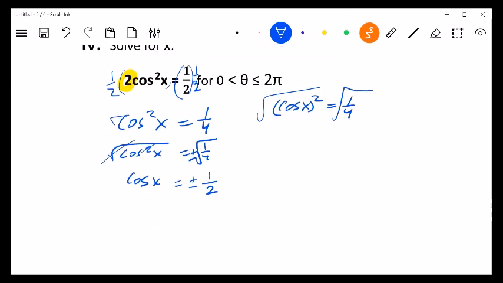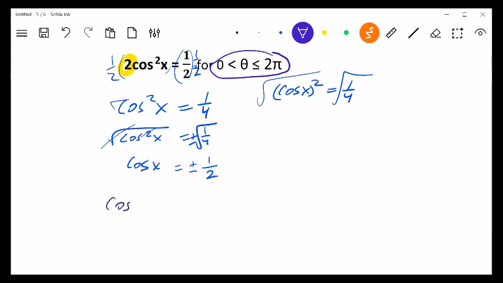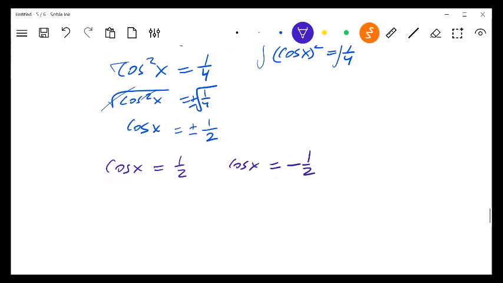So now, the cosine is positive 1/2 or negative 1/2. Well, what we want to figure out here, we're between 0 and 2 pi. We're using the whole unit circle. So it could be positive or it could be negative. So what we need to do is do two separate problems. Cosine of x equals 1/2 and cosine of x equals negative 1/2.